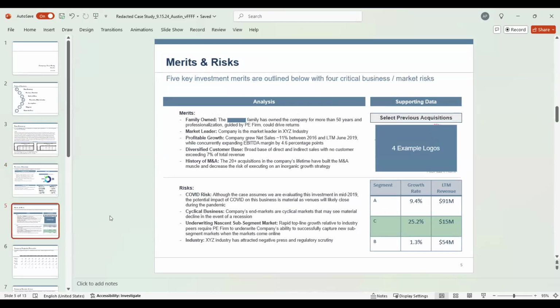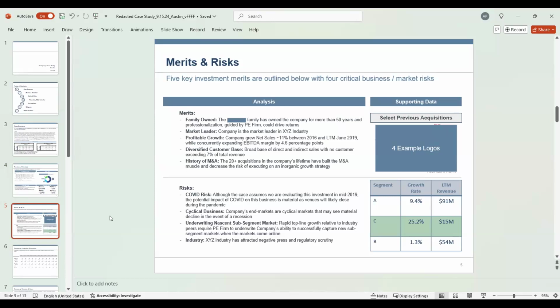Merits and risks here. So like Brian asked, how many merits and how many risks did I put in for this specific example? And I think it's reflective of some of the other case studies that I've done. I had 5 in merits and 4 in risks.